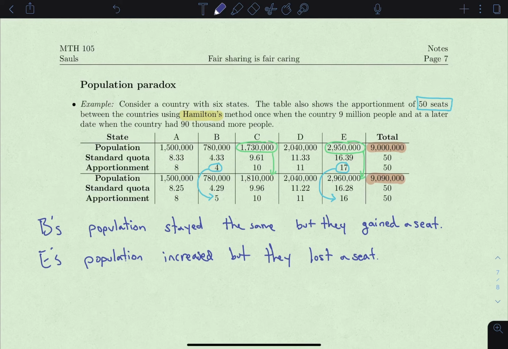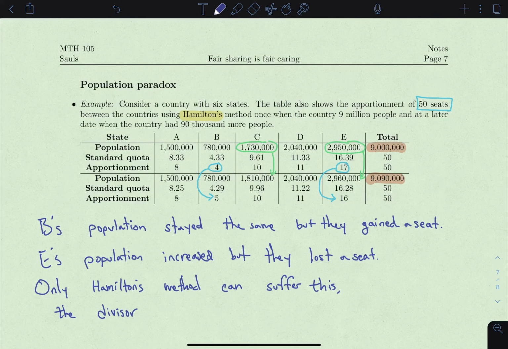This is a critique of Hamilton's apportionment method, because only Hamilton's suffers from this. It doesn't happen all the time, it just can happen. Of the methods that we've studied, only Hamilton's can suffer from this; the divisor methods don't. And again, the divisor methods are Jefferson's, Adams's, Webster's, and Huntington-Hill.